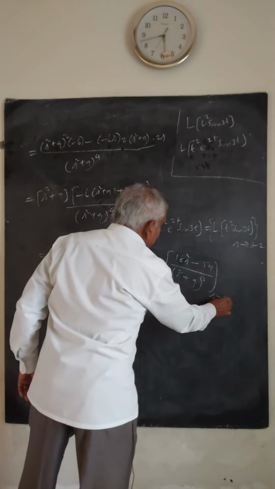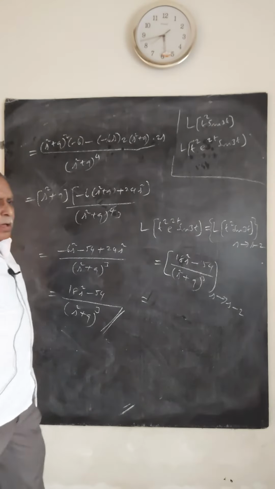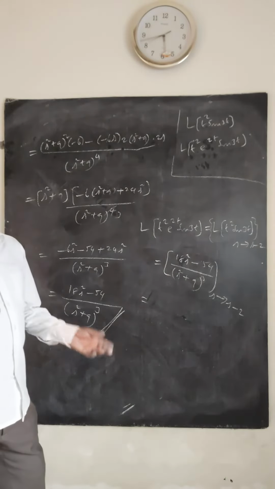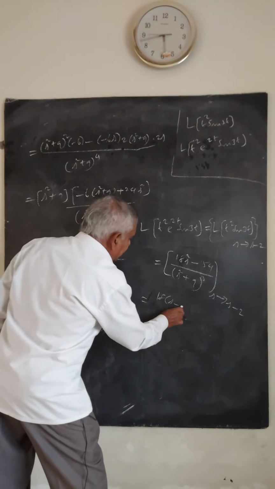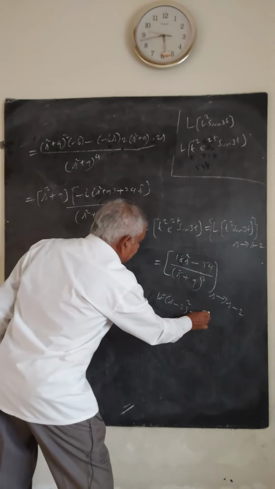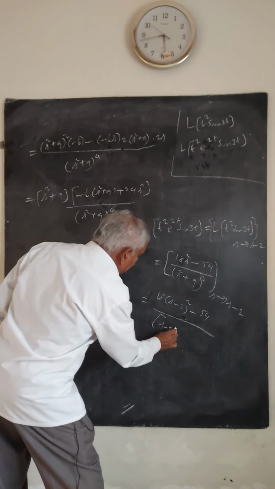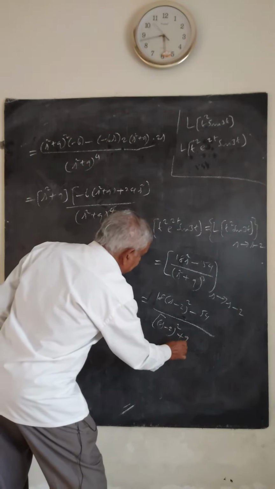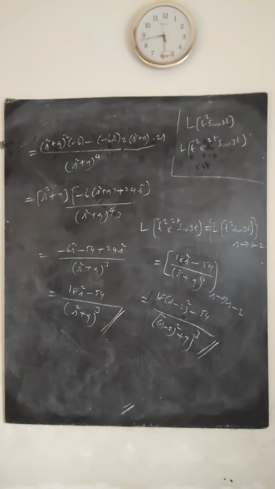Limit is S to S minus 2. Changing at all places S to S minus 2 instead of S: 18 into S minus 2 whole square minus 54, divided by S minus 2 whole square plus 9 whole cubed is the answer.